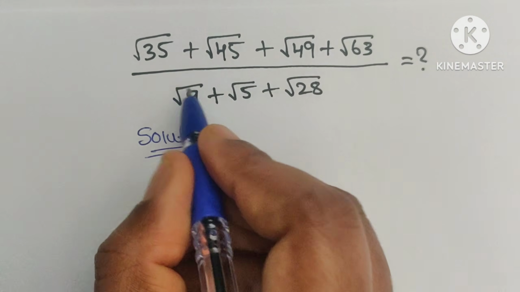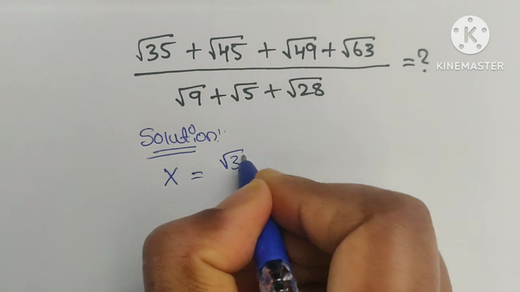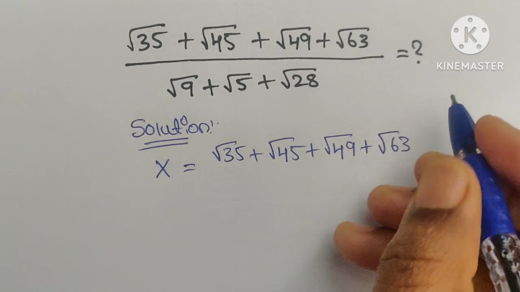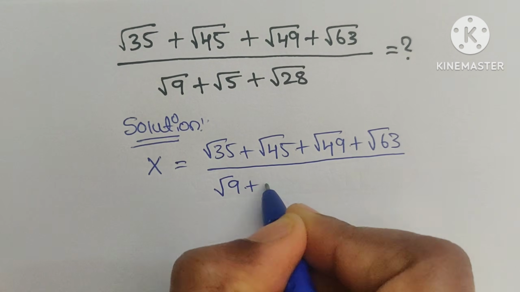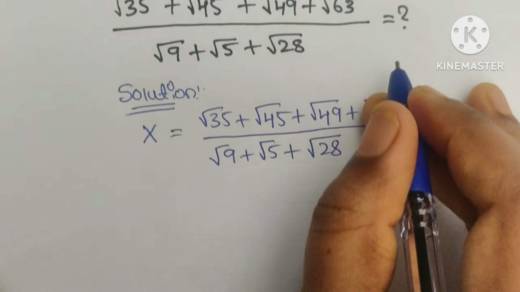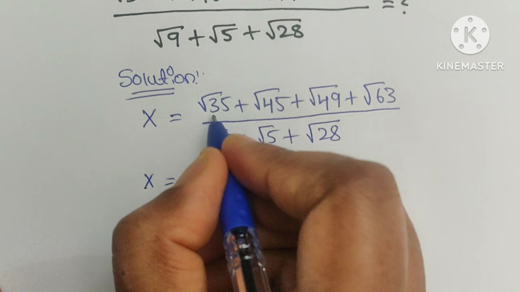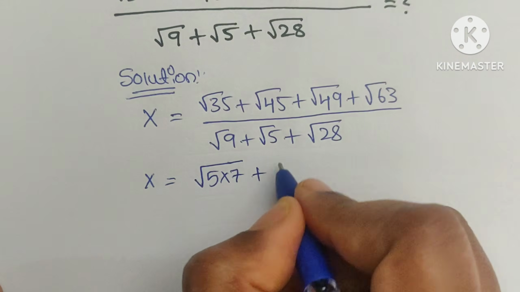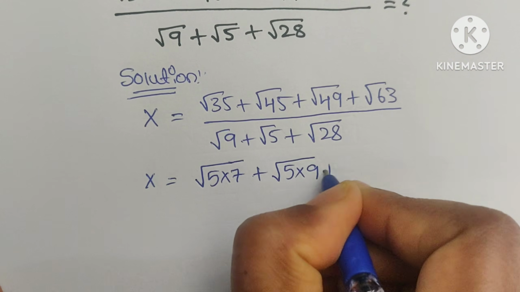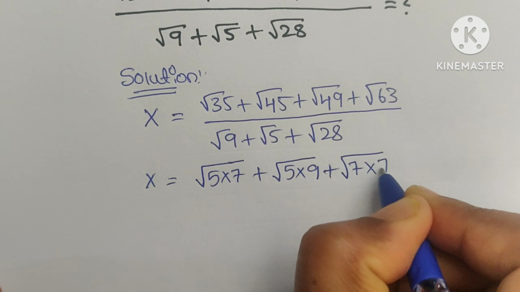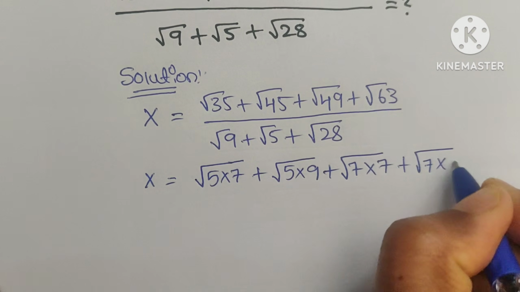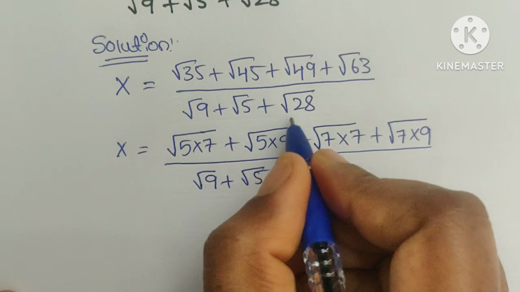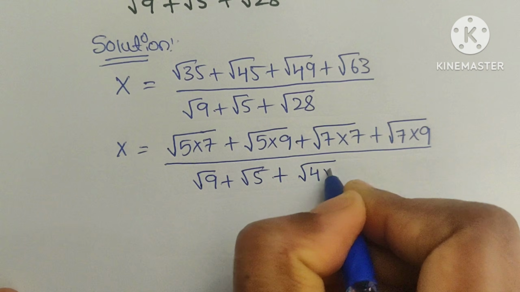First, let us consider x equal to square root of 35 plus square root of 45 plus square root of 49 plus square root of 63, divided by square root of 9 plus square root of 5 plus square root of 28. Now we can write square root of 35 as square root of 5 times 7, square root of 45 as square root of 5 times 9, square root of 49 as square root of 7 times 7, and square root of 63 as square root of 7 times 9, divided by square root of 9 plus square root of 5, plus square root of 28, which we can write as square root of 4 times 7.